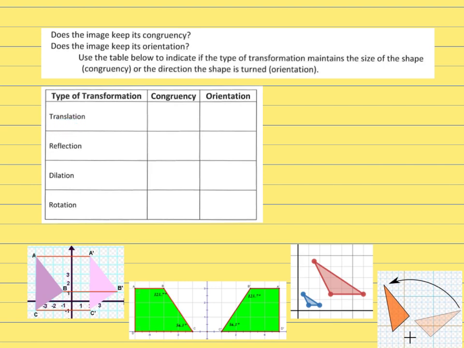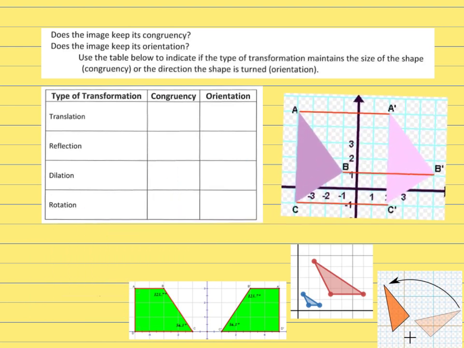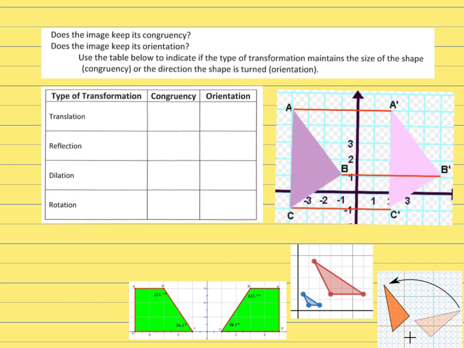So translation. If you look at this diagram, this is an example of a translation. Translation means that the shape just slides from one position to another. So you can tell A is still at the top when it moves to the new shape. C is still at the bottom when it moves to the new shape. And B is still towards the right when it moves to the new shape. So that means that yes, it keeps its congruency. And yes, it's still in the same orientation or facing the same direction.